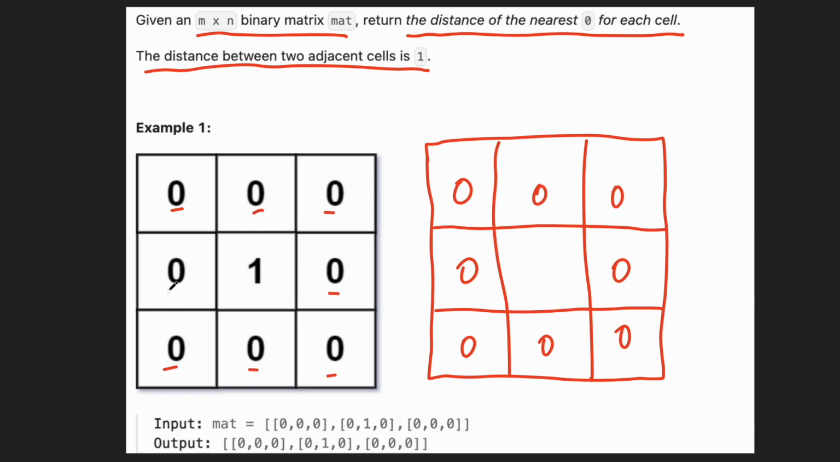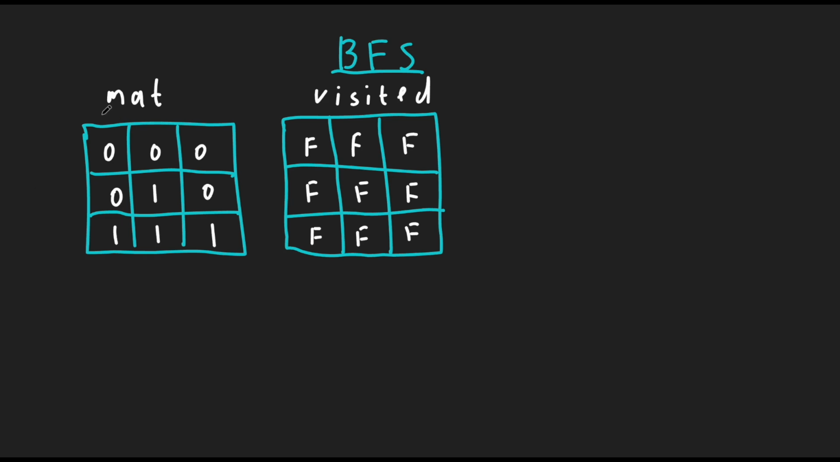How about this cell? For the cell with the value of 1, it doesn't matter which direction we go: up, down, left, or right. We are making only one step, and the distance between two adjacent cells is 1. The nearest cell to the left, right, up, and down is 0, so we are storing 1 for this cell and returning this output. Let's take this example and work on it.